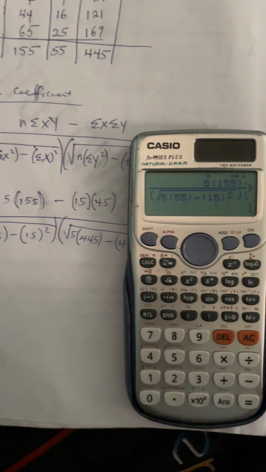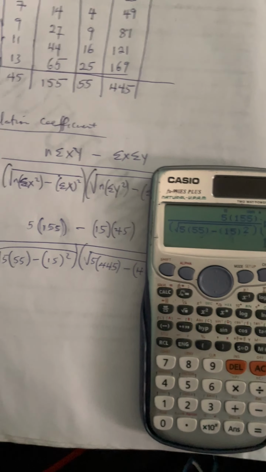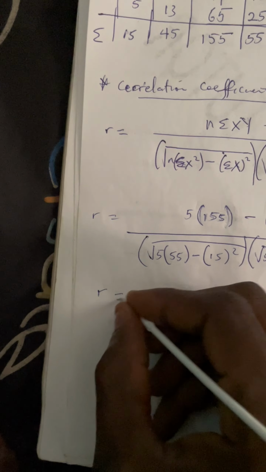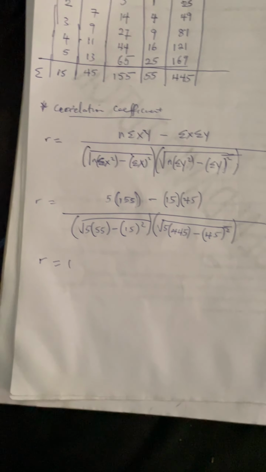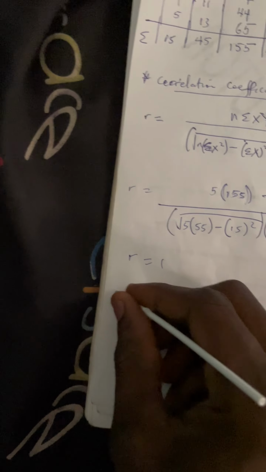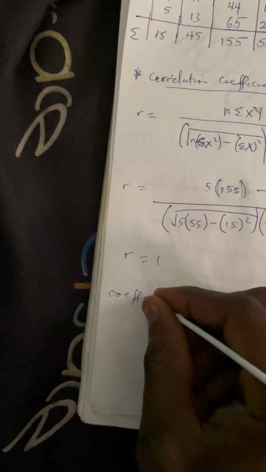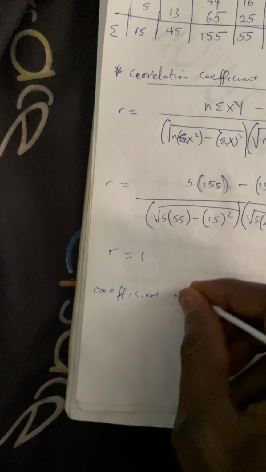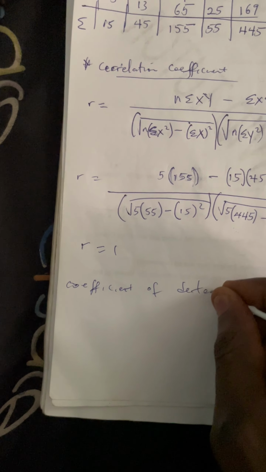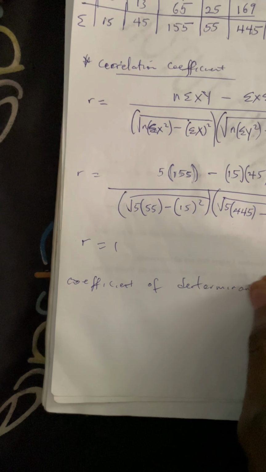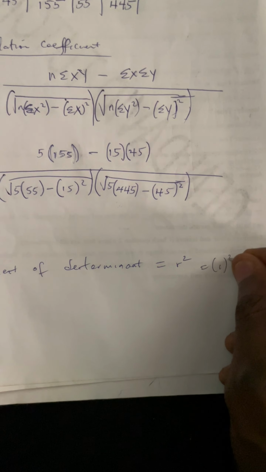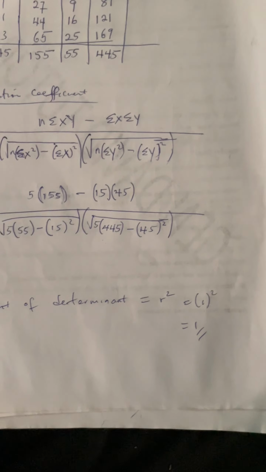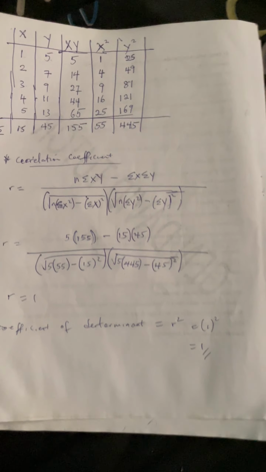Now when you press equals, you have the answer there to be what? To be 1. So the answer here is equals to 1. So our r is equals to 1. Now since r is equals to 1, if you are to find the coefficient of determinant here, which is equals to what? R squared. And that will be 1 into bracket square. So the answer is still what? 1. The coefficient of determinant is still 1.